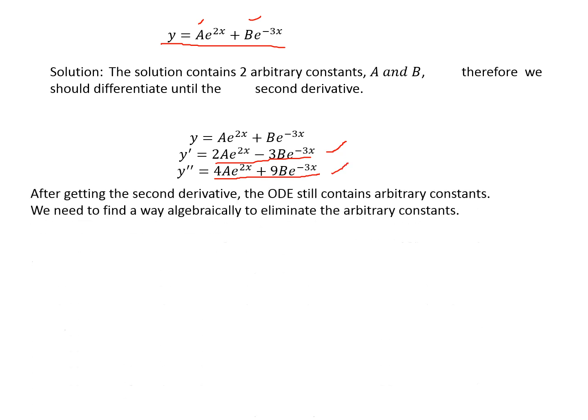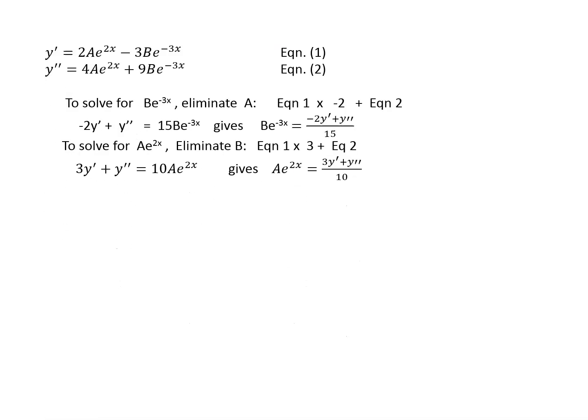After getting the second derivative, if you notice, we have not yet eliminated constants a and b. So we have to do some algebra in order to eliminate a and b and arrive at a differential equation that must, of course, be free of arbitrary constants. Again, this is our first equation, this is our second equation.